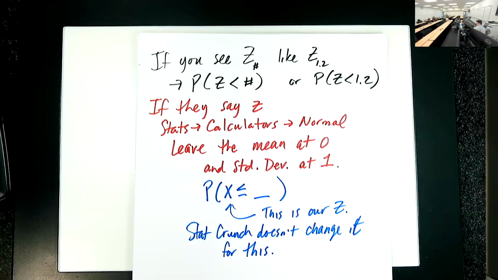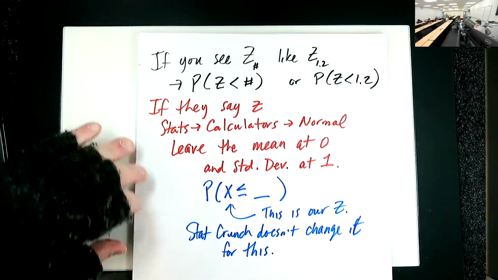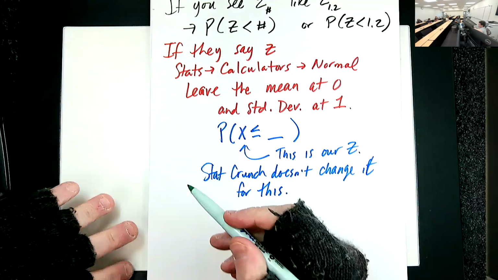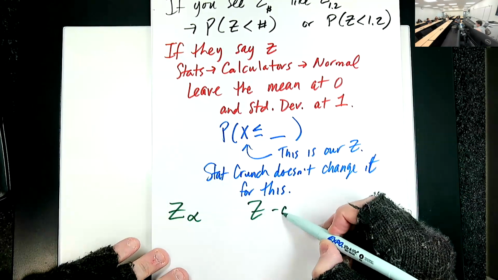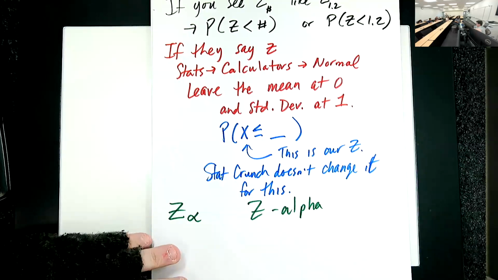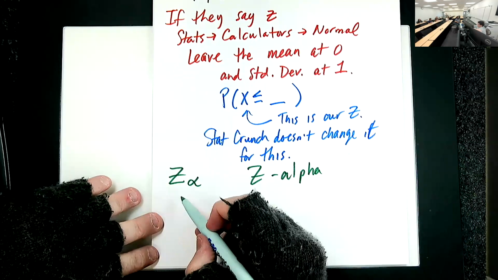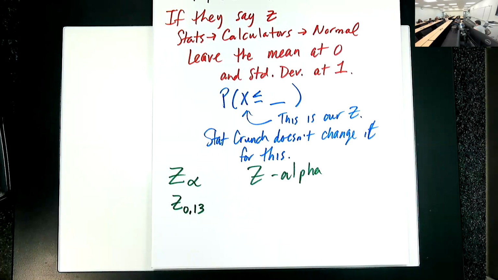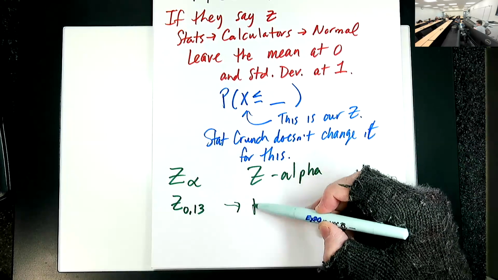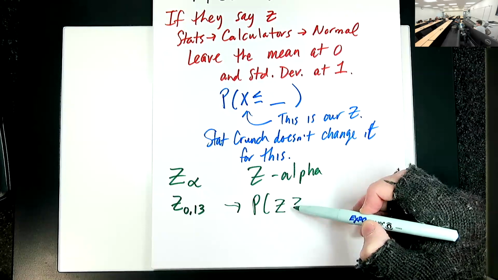Okay, so it might also say Z alpha. One of them at least does. If it says Z alpha, it will tell you Z alpha, like Z 0.13. This one does the greater than. It's the probability that Z is greater than or equal to that value.